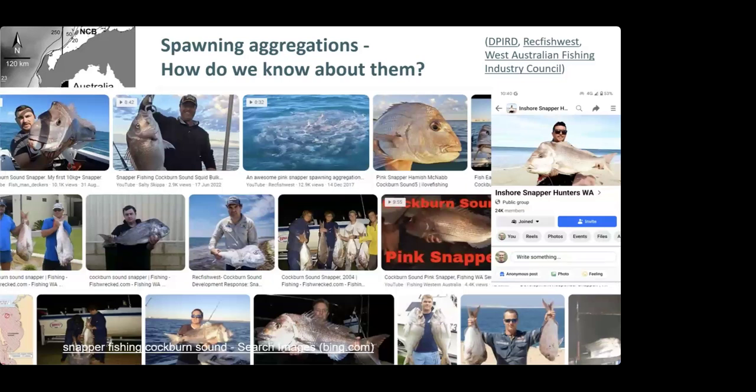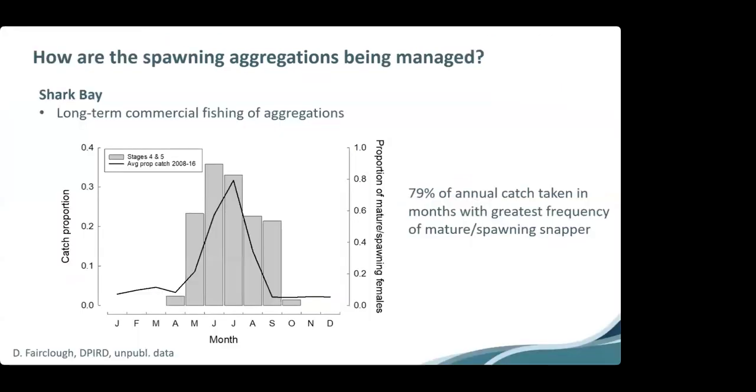Fishing for snapper is also widely advertised on the internet and through social media. So how are these aggregations being managed? As I mentioned, there's been long-term commercial fishing of aggregations in Shark Bay.